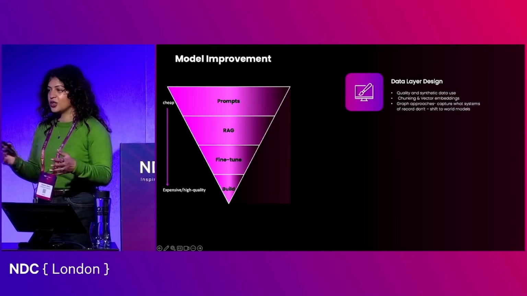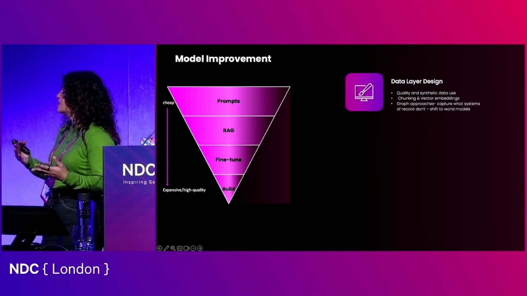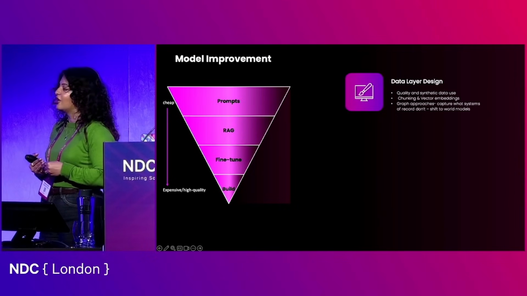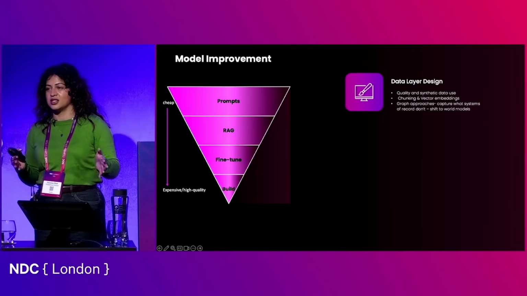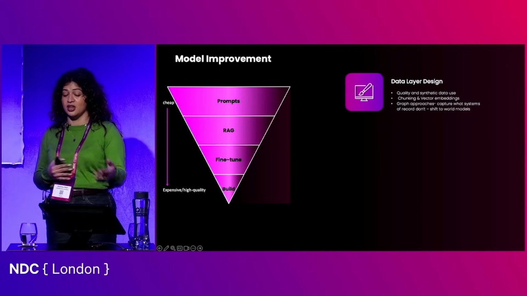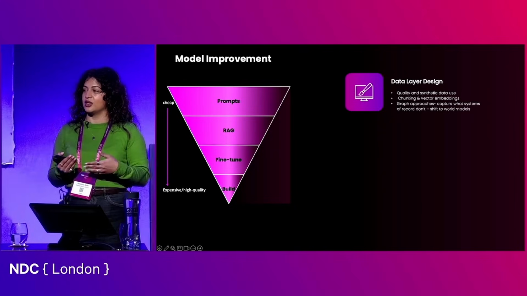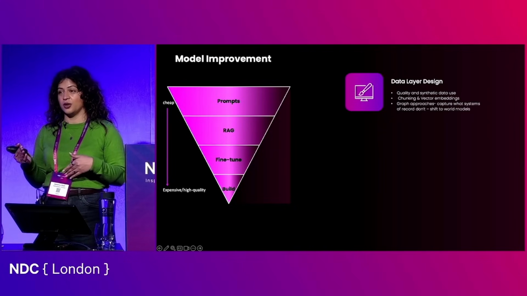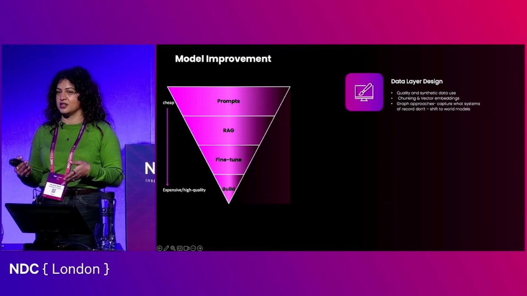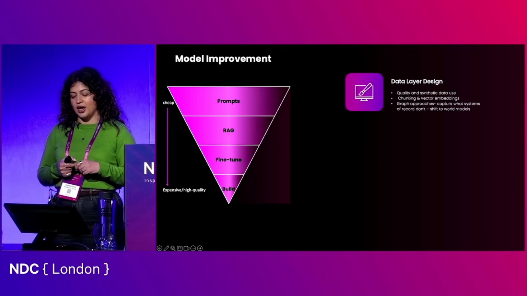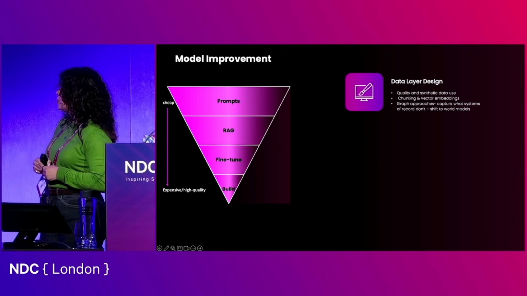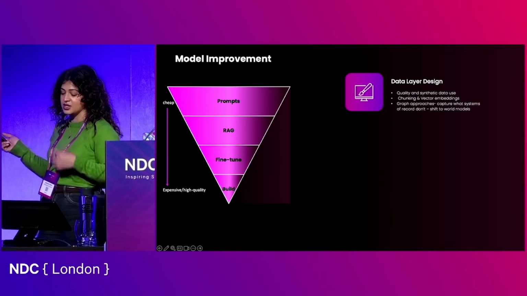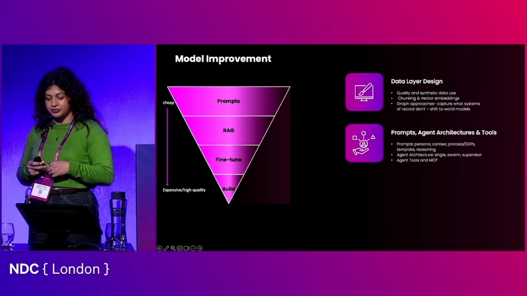And then as we move towards more robust world models that aren't just looking at, does this data system talk to another data system and can I join them, but also enriching that with workflow patterns and decision-making processes that are often in people's heads. So we move towards more graph approaches there so that we can actually capture what systems of record don't.